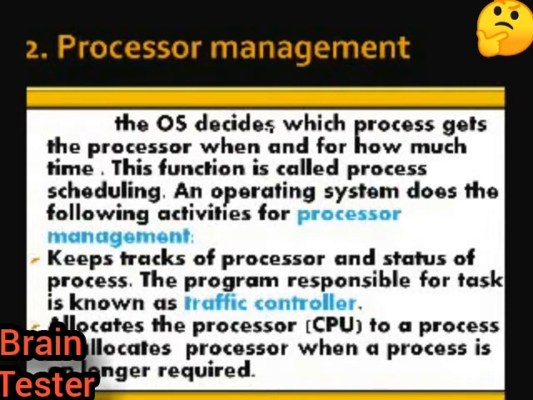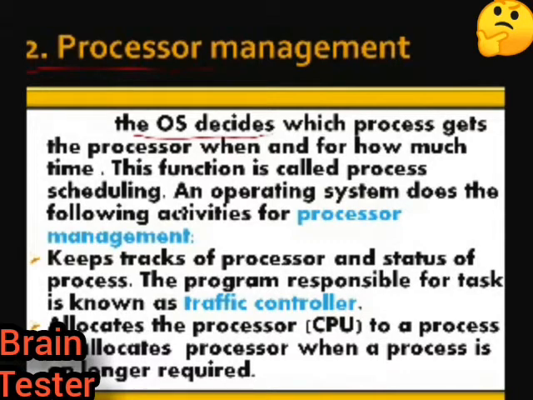Now next is processor management. What is processor management? The OS, the operating system, decides which process gets the processor, when, and for how much time. This function is called process scheduling.